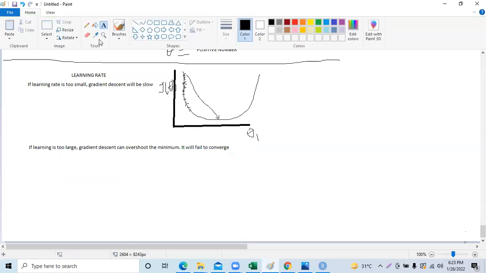Right. So once again, let's look at what that means. So for example, remember I told you that when we start in machine learning, we just take a random value of theta for the cost function. This is theta 1.